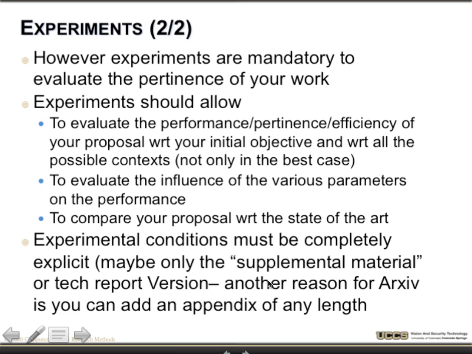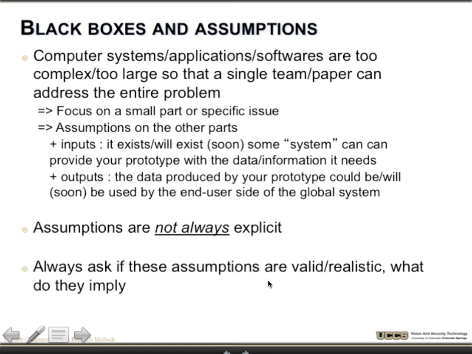As you're reading through that, related to the experiments is this issue of black boxes and assumptions. Very often computer systems applications are too complex, too large for anybody to address the entire problem, so we may focus on a small issue or a specific part. In doing so, it's really important that you list the assumptions on the other parts in terms of the inputs and the outputs so that we have some clear description of what's going on. And you have to be careful. Some of those assumptions may be stated, but they're not really explicit.